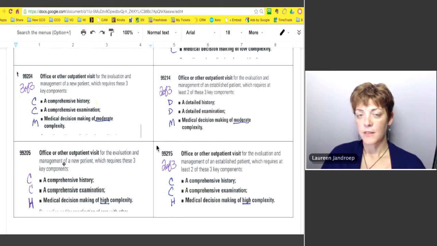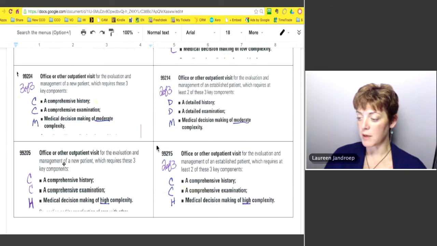Then the HEM, H-E-M, we're just putting a line to fill in what is the level of history, what is the level of exam, what is the level of medical decision making. And in my case, I just put the letters. I don't write it all out. And then the last thing, time, I put with a question mark. Is time a factor? And if so, then you code according to the time instead of the 3 key components of history, exam, and medical decision making.